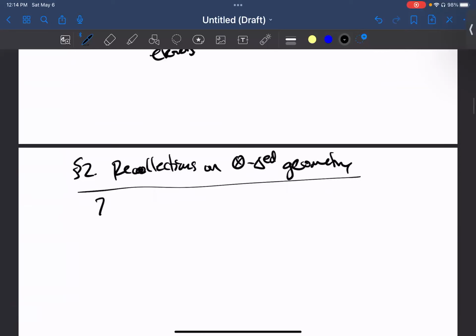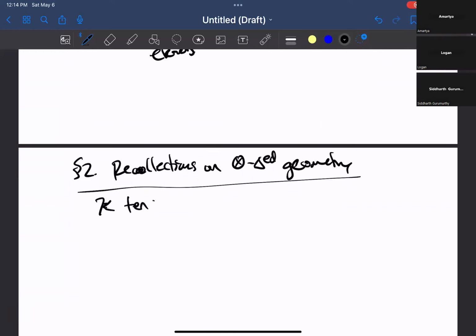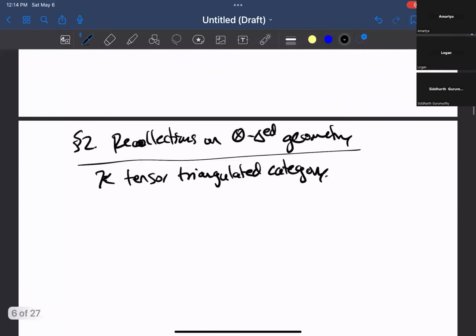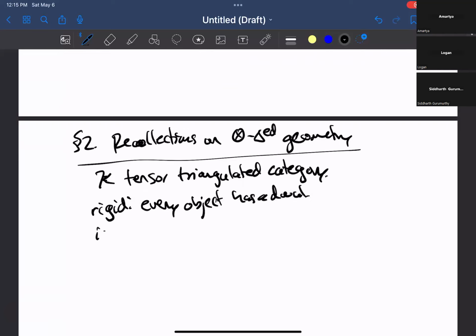All right, so our setup: K is going to be some tensor triangulated category, or symmetric monoidal stable infinity category, if you will. And we're going to have that it's rigid, so every object has a dual. And I'm going to assume that it's also idempotent complete. You don't need this assumption, but it makes some of what I want to do later easier in terms of just the proofs. So it's going to be convenient for us today.